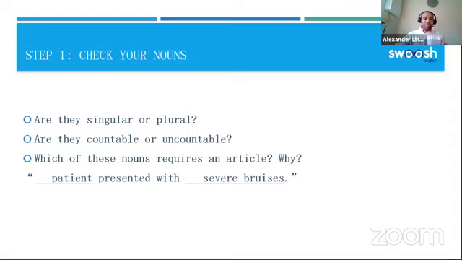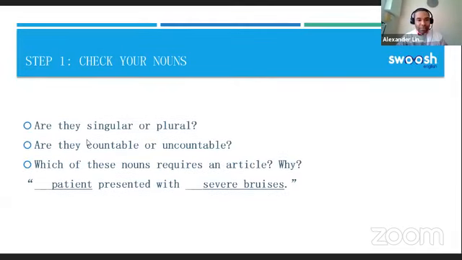So have a look at this example then: patient presented with severe bruises. And in the chat, I want you to put down what you think, whether you think we should be using articles here, and if so, which one, or whether you think it's unnecessary to use articles. So let's just have a quick look at what we're saying here. Okay, great. So Christina is saying the patient, and also saying a severe for severe bruises. Any other responses here? Thank you, Christina, for sharing that with us.